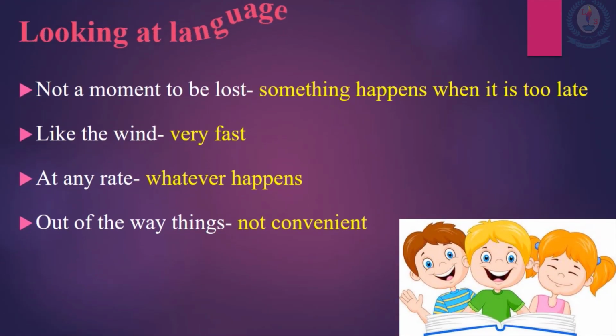Okay, let's move to looking at language. Now there you need to explain what these phrases mean as they are used in the story. Let's read the first one. Not a moment to be lost. The meaning is something happens when it is too late. Second one, like the wind. That means very fast. Third one, at any rate. That means whatever happens. Last one, out of the way things, which means not convenient.